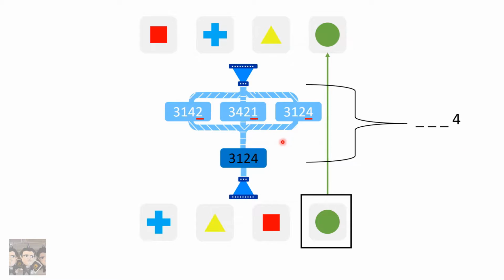All right, and like we explained before, each of these operators puts these element numbers in this order. So for this operator, it will rearrange these symbols in 3142 order, and this is 3421 order, and this is 3124 order. All right, so now we know in each of these operators where the number 4 is. In here the number 4 is at the third position, in here the number 4 is at second position, and here the number 4 is at fourth position.